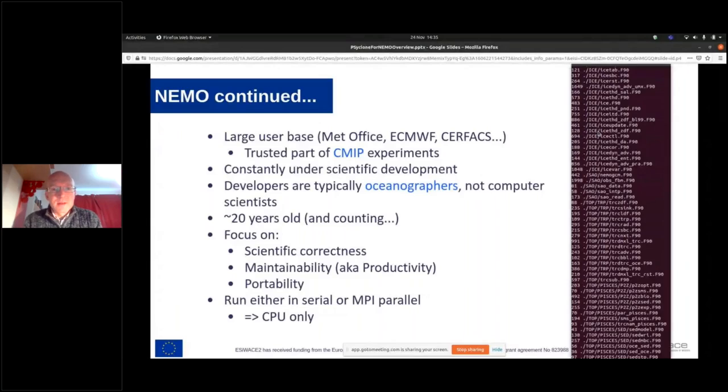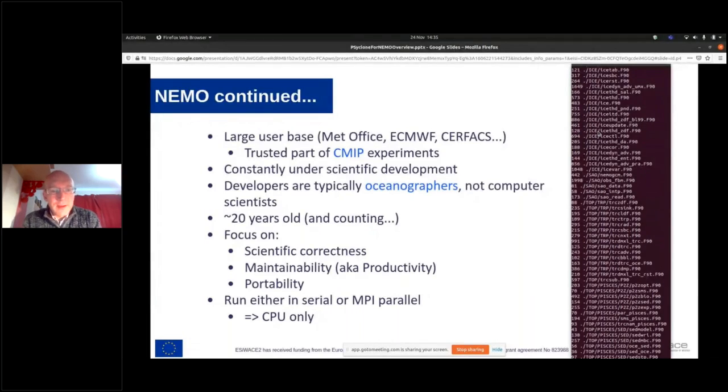Those developers are typically oceanographers. They're not computer scientists or computational scientists. NEMO itself has a long history. It's of the order of 20 years old, and it's still going. And if you think back to what supercomputers looked like 20 years ago, it was a very different world, and you would make different decisions then than you would make now if you were starting a new code.